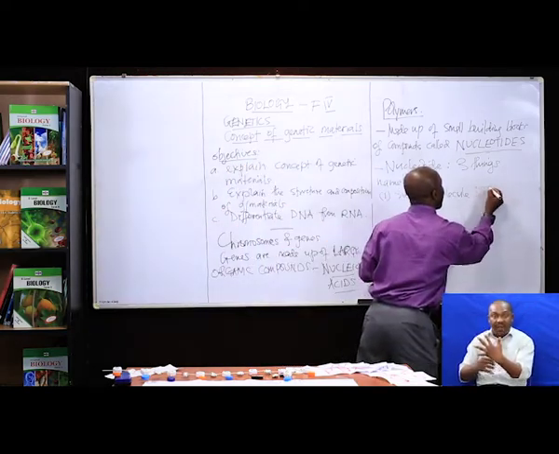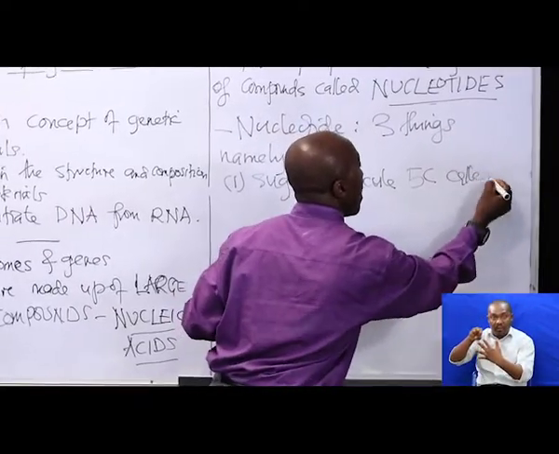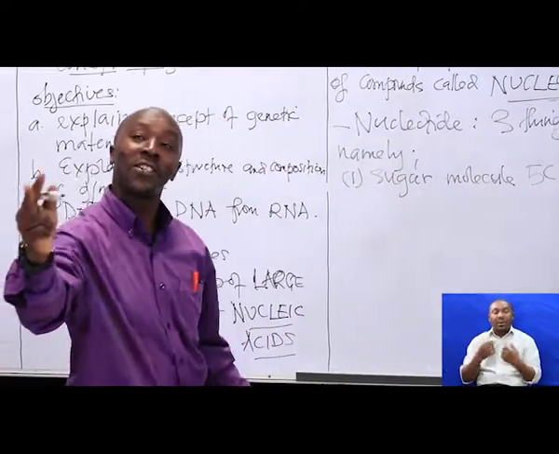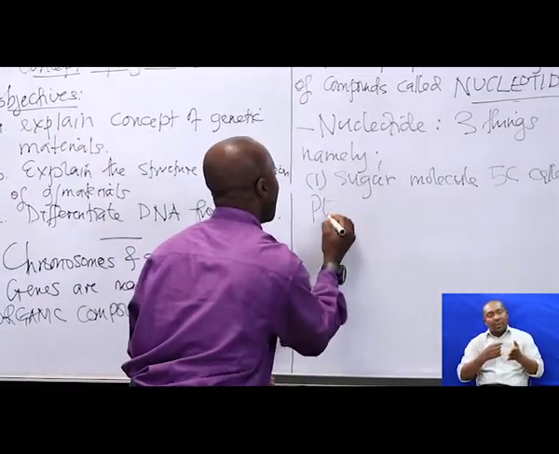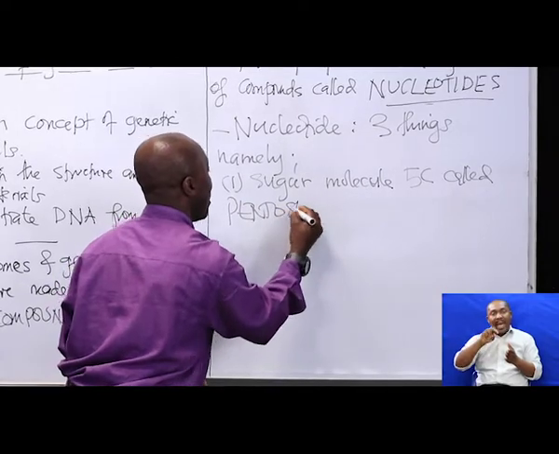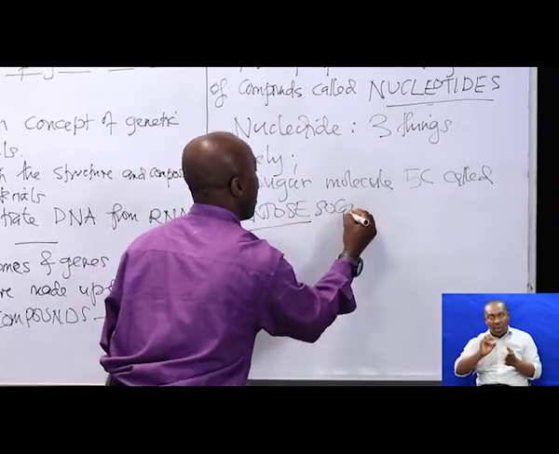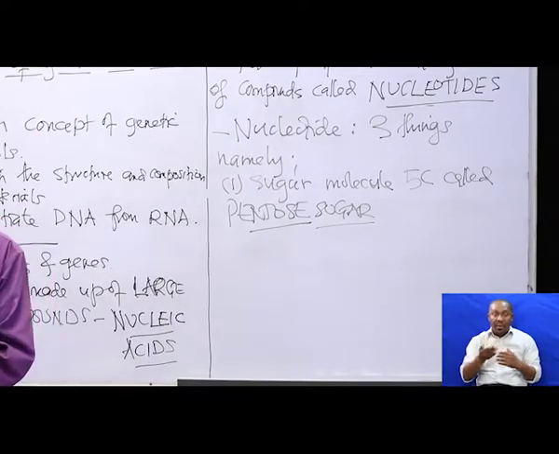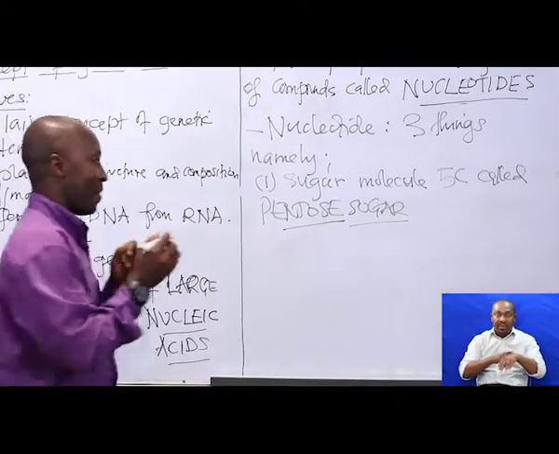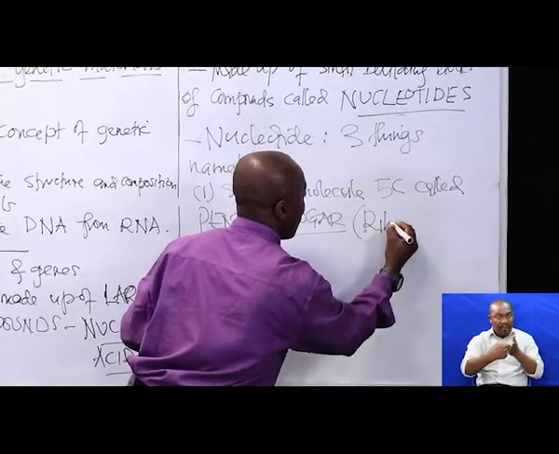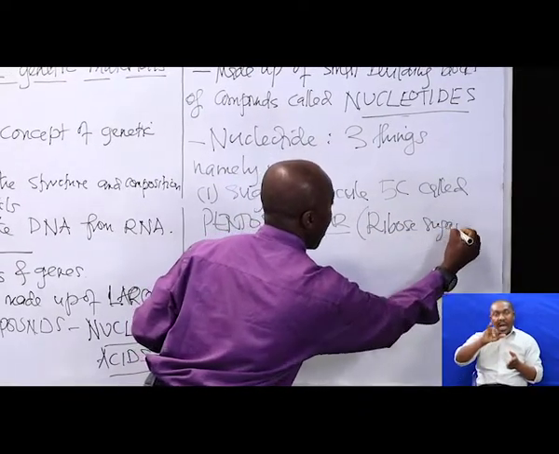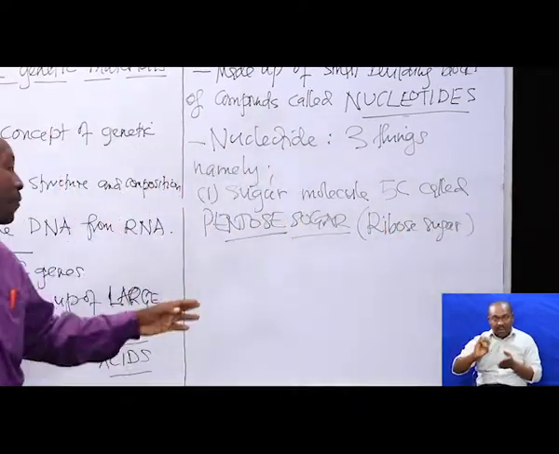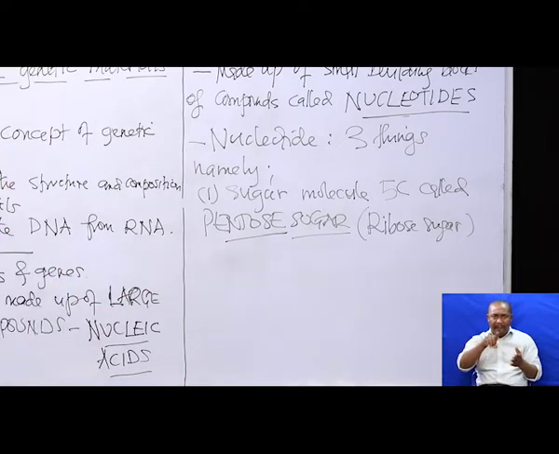And these sugars are called pentose sugar. Pentose sugar, or sometimes they are called ribose sugar. It is called pentose from the word penta, which means 5.